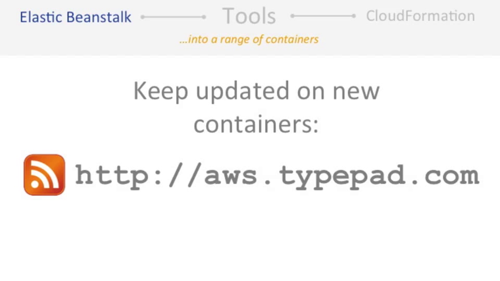You can keep up to date on new containers. We're adding new containers to the service all the time. So if you take an RSS feed from aws.typepad.com, as we release new containers, you'll see detailed blog posts come into your inbox regarding the functionality that we provide. So recently we added Python to that list, and Python adds a whole number of frameworks to support there, such as Django and Flask, in addition to the straightforward PHP and Java and .NET that we supported already.